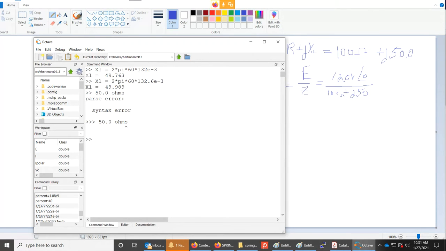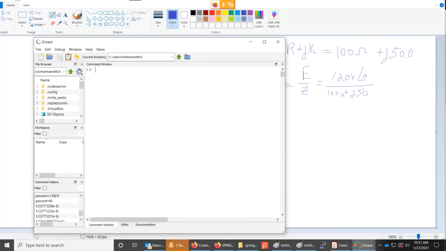All right, so we could calculate our I. One thing I like to use is clear. If you do a clear, it'll clear out any variables that you already have, so you don't end up using the wrong symbol. And then CLC will clear the console or the command window. I like to do this to clear things out. Okay, so start from scratch now.